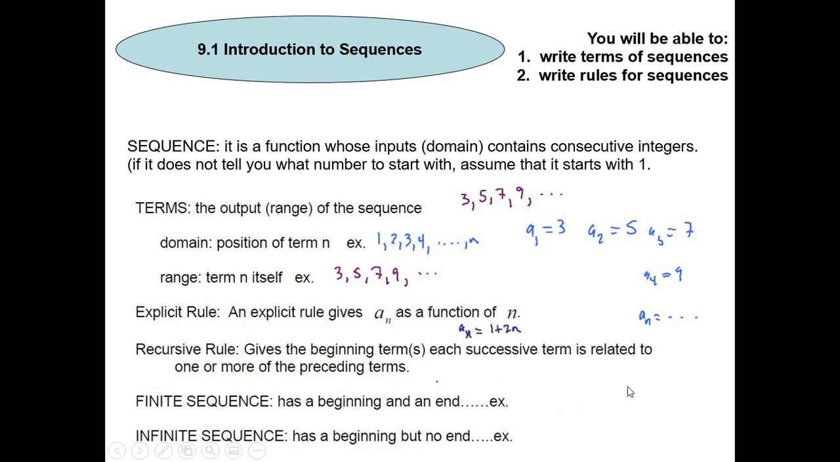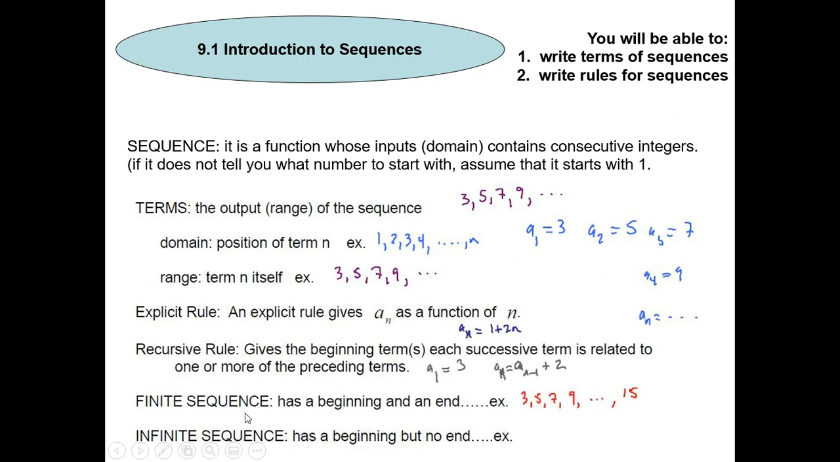Okay. Now, a recursive rule gives the beginning terms. Each successive term is related to one or more of the preceding terms. So let's take a look at this. a sub 1 is equal to 3. We could write that as a sub n is equal to a sub n minus 1, that means the previous term, plus 2. So anytime we know what one term is, we know what the next term is because we can add 2 to it.